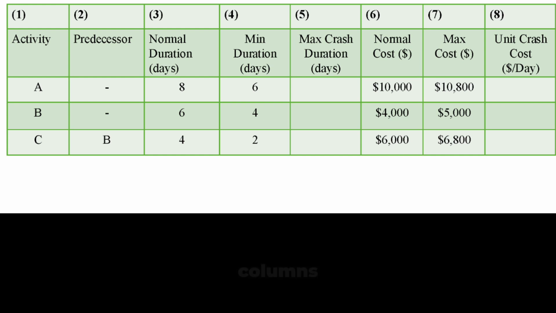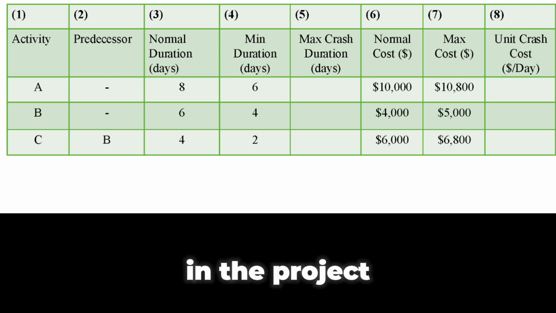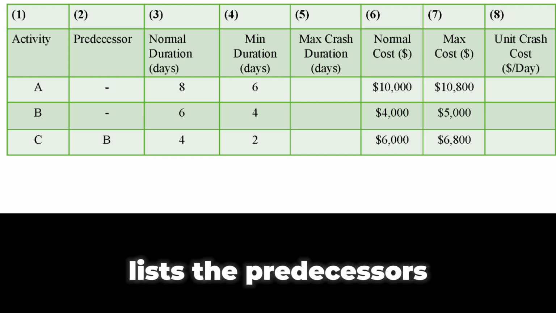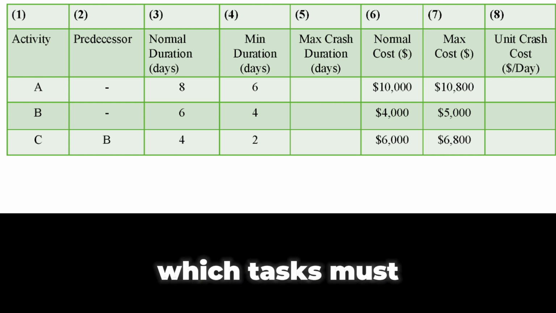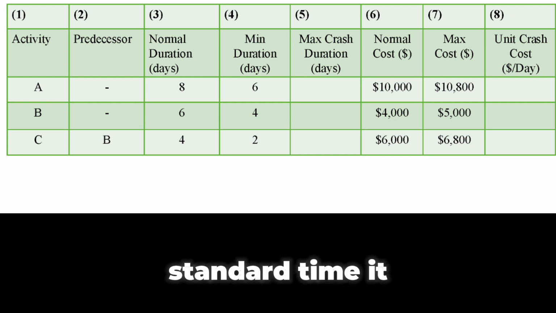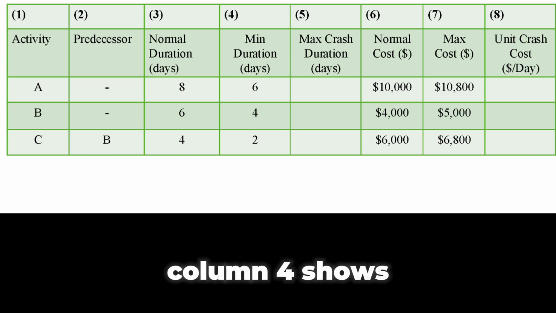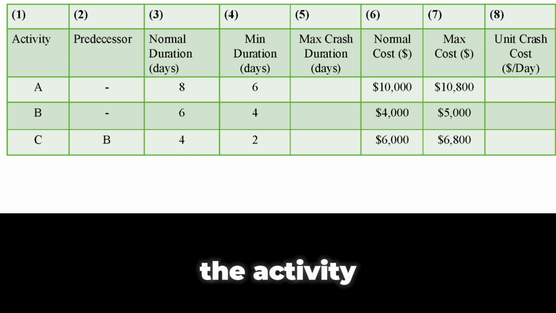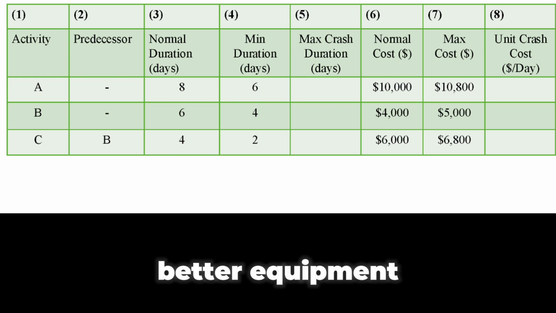It includes several columns. The first column shows the activity ID representing each task in the project. The second column lists the predecessors, indicating the sequence of activities. In other words, which tasks must be completed before others can begin. Column 3 presents the normal duration of each activity, which is the standard time it would take to complete that task under regular conditions. Column 4 shows the minimum duration, which is the shortest time we could potentially complete the activity, assuming we apply schedule crashing techniques such as overtime, extra labor, or better equipment.